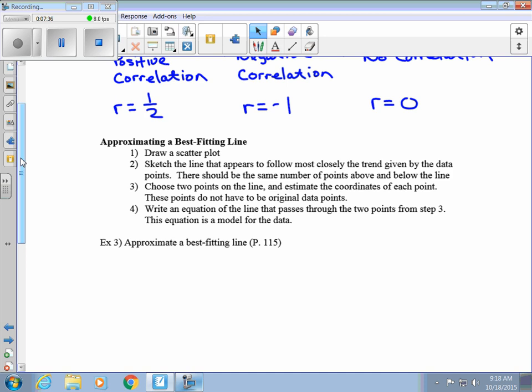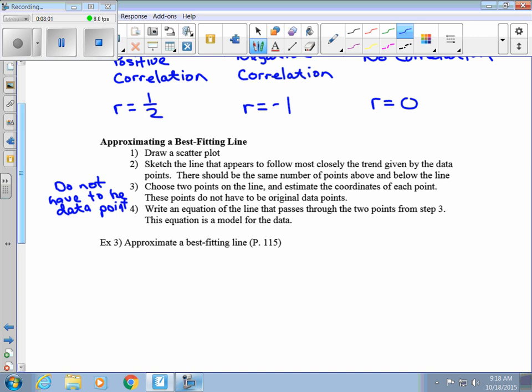These points do not have to be original data points and probably should not be unless you have 2 points that exactly go through your best fitting line. A lot of people try to fit those in there. They don't have to be data points, but use 2 points that are exactly on the line that you draw. And then you're going to write an equation of the line that passes through the 2 points from step 3. This equation is a model for the data.